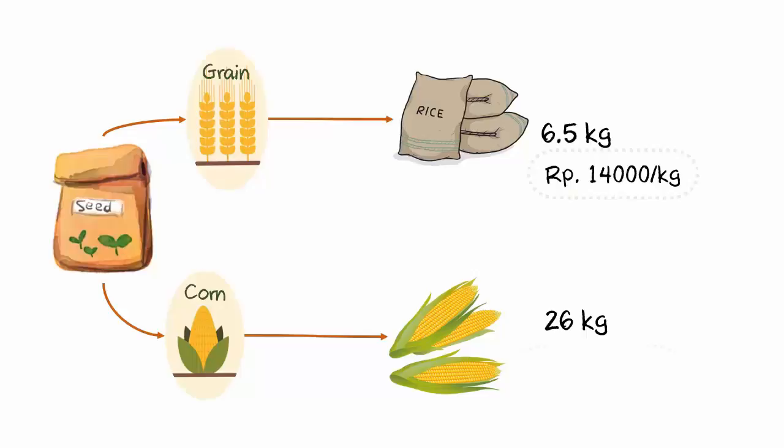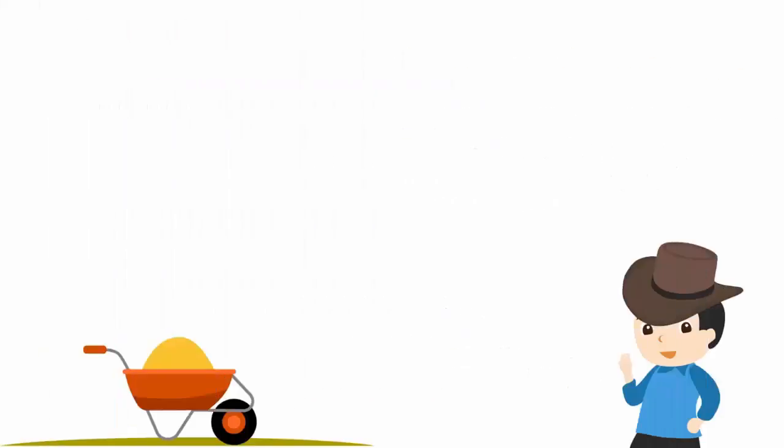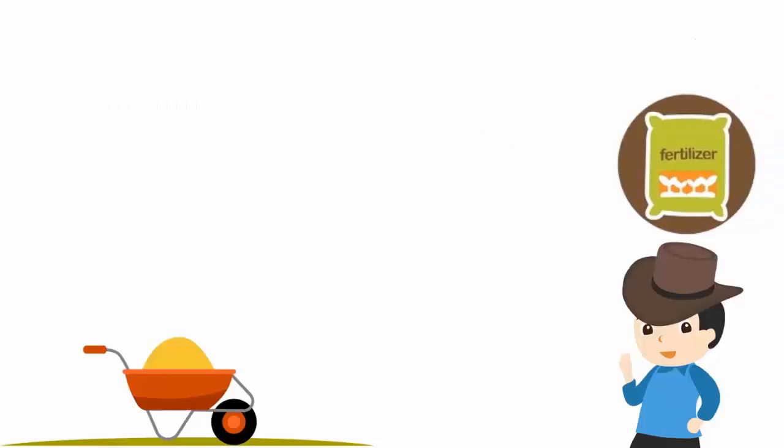The farmer can sell the rice with 14,000 rupiah per kilogram, and he can sell the corn with 3,200 rupiah per kilogram.